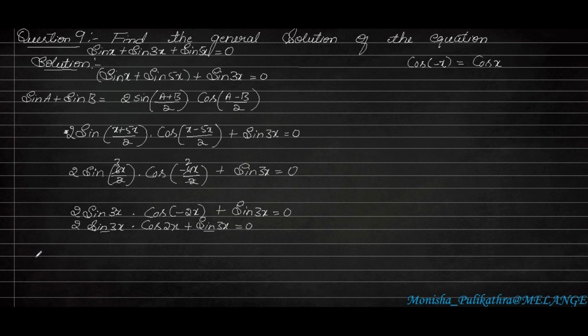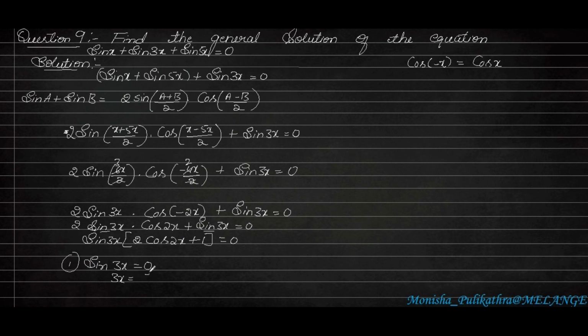Here sin 3x is common in both the terms. So I will be taking sin 3x common here. So the remaining will be 2 cos 2x plus 1 is equal to 0. So after this we have to equate each factor separately to 0. First one is sin 3x is equal to 0.